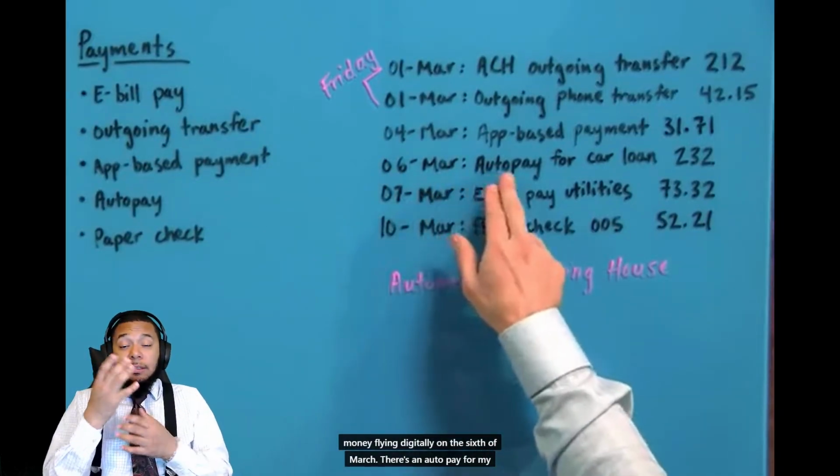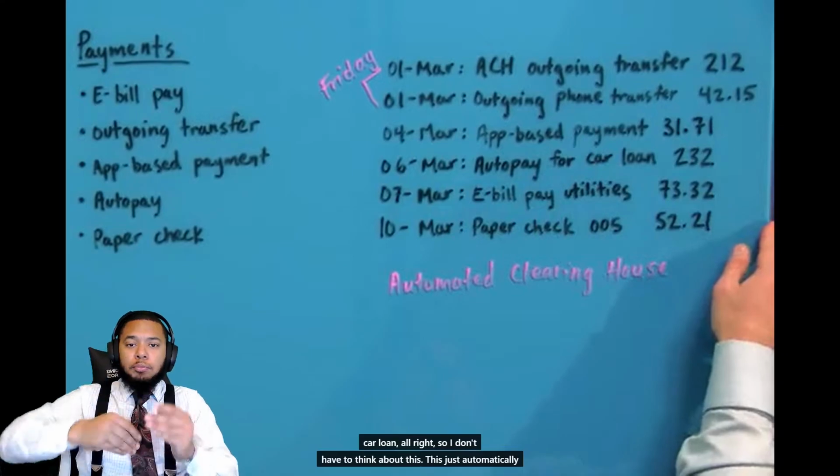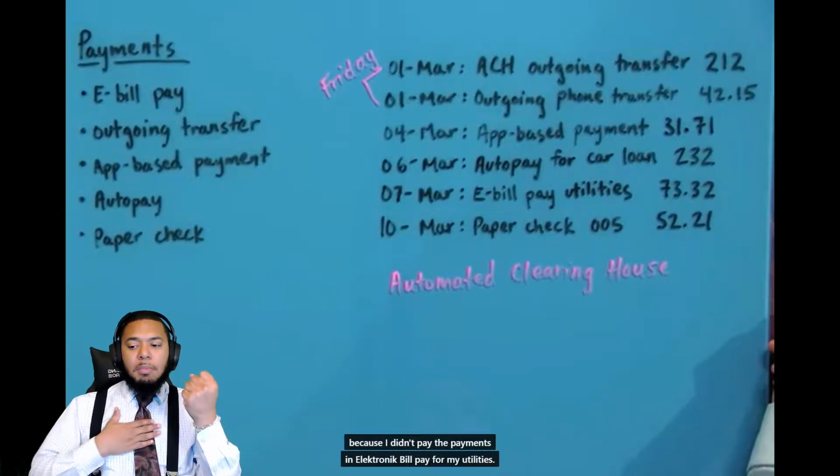On the 6th of March, there was an auto pay for my car loan. All right, so I don't have to think about this. This just automatically gets done. I didn't click any buttons for this $232. It just automatically sends it every month so that the bank doesn't try and come and take my car because I didn't pay the payments.